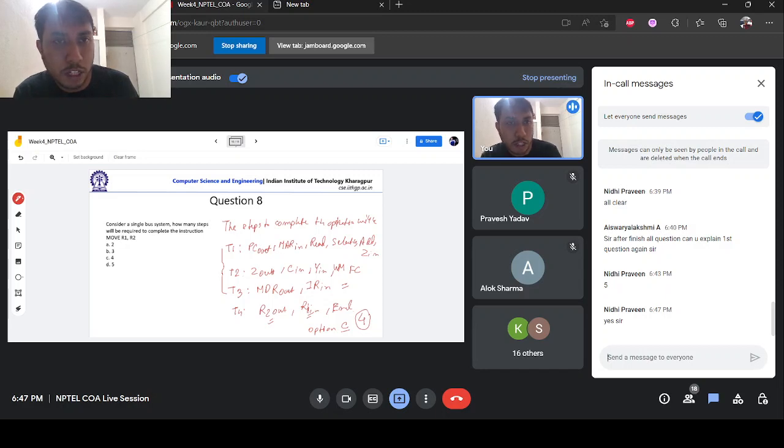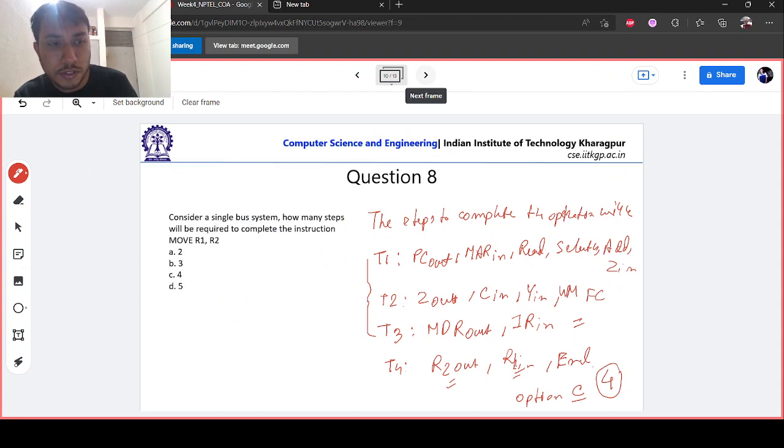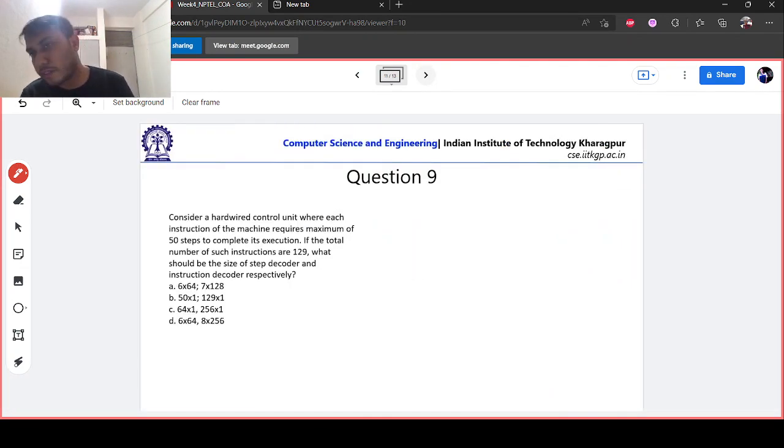Okay, so we will move to the next question. Consider a hardware control unit where each instruction of the machine requires a maximum of 50 steps to complete its execution. If the total number of sub instructions is 129, so it requires 50 steps and the number of instructions required is 129. What should be the size of the step decoder and instruction decoder respectively? Four options are given.